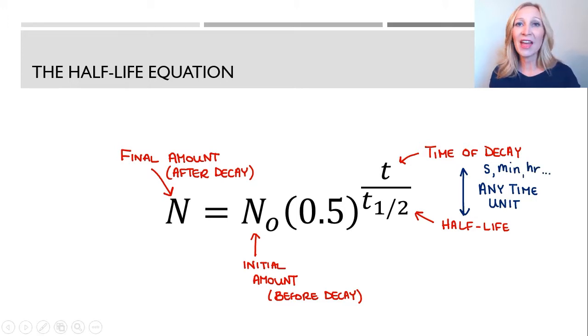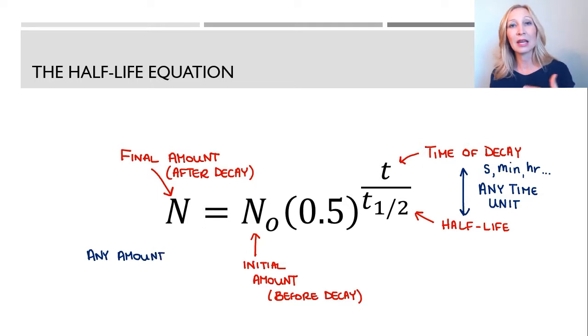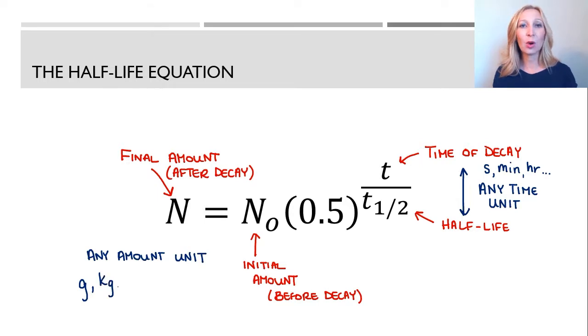The deal with that is they have to be the same unit of time, because they're in that fraction together and eventually will end up canceling each other out. So if you have a time unit of seconds in one of them and a time unit of minutes in another, you have to convert to keep them the same. The same goes for our n's. You can use any quantity unit, any amount unit that you want for both the n0 and the n.